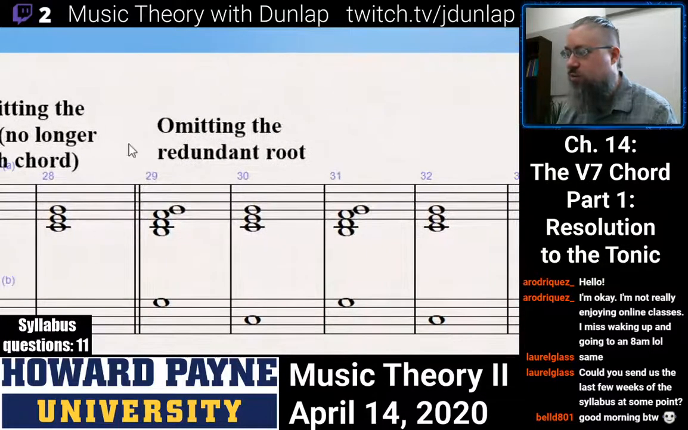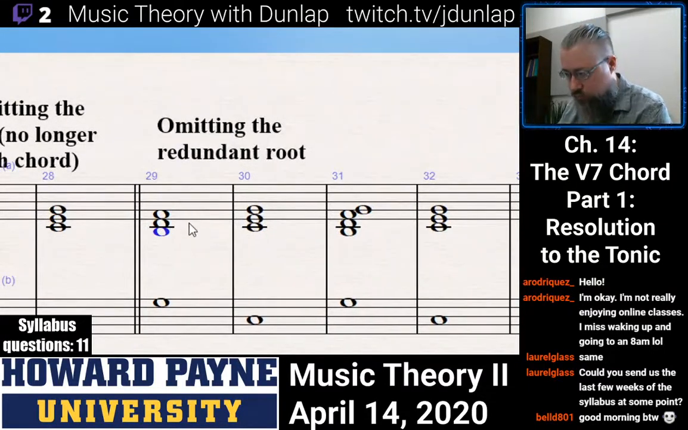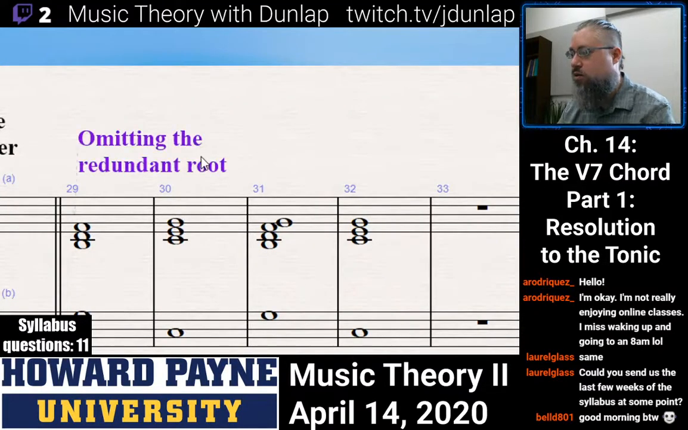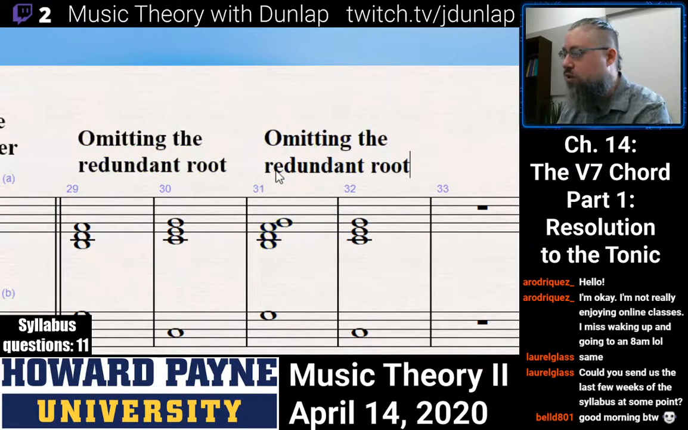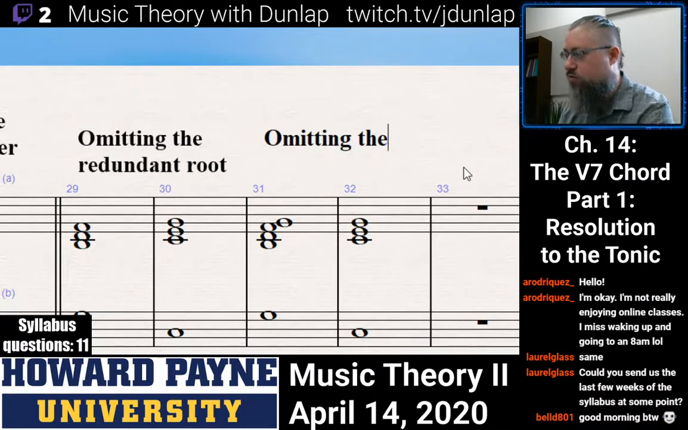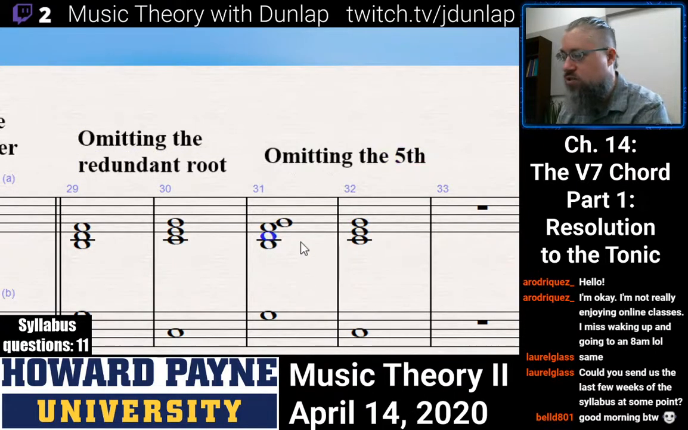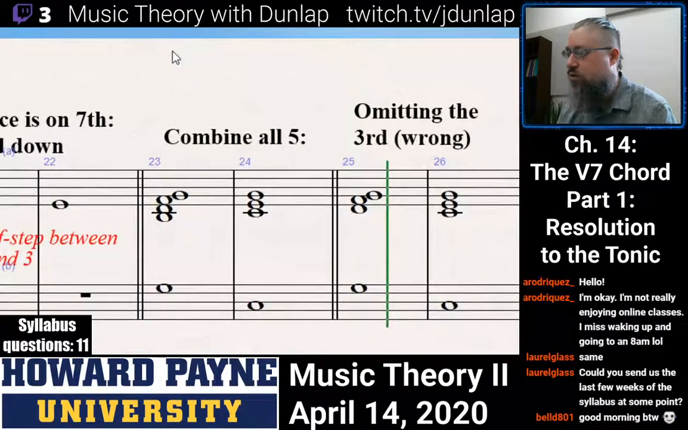So we can omit the redundant root. And now we've got a G, B, D, F chord. We haven't changed the quality of the chord at all. And then here, we're going to omit the 5th. And that is this D here. Bye-bye. Now let's make sure that everything resolves where it should, okay?